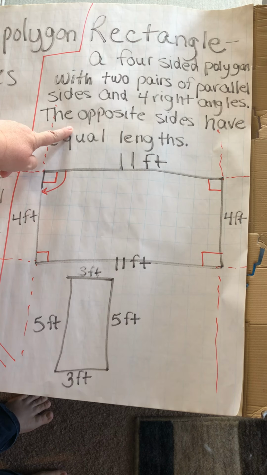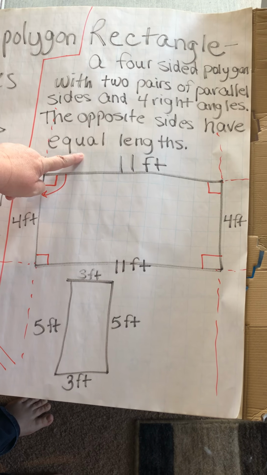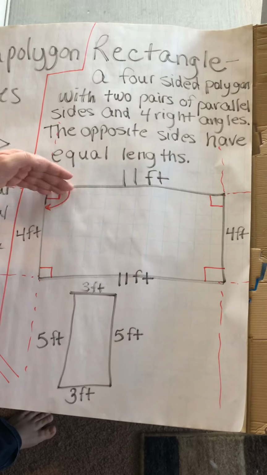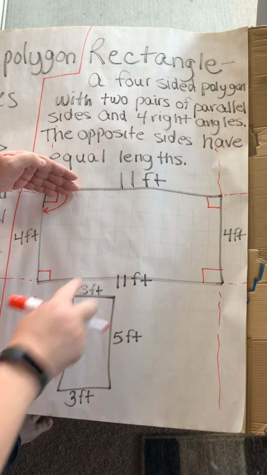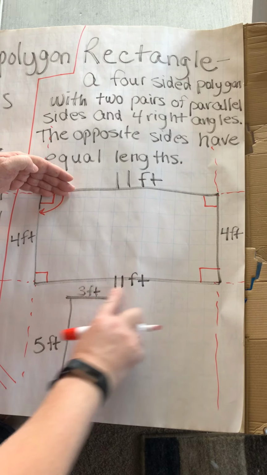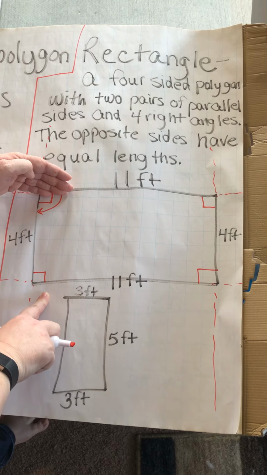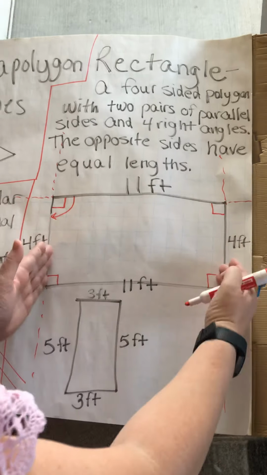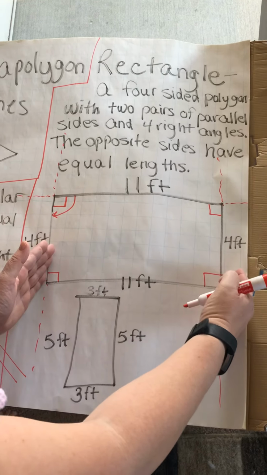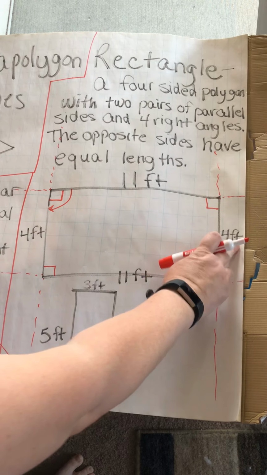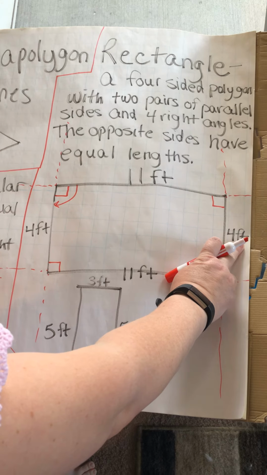Now it says the opposite sides have equal lengths. So what that means is if this side over here is the length, okay, this length over here, opposite of it, is the same measurement, okay? Then you go over here, and these 2 sides, this is the width, okay? And the width on this side is 4 feet. The width on this side is 4 feet, okay?